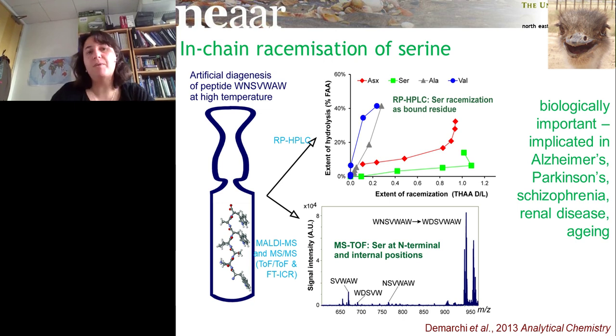Now, this is biologically very important. High levels of serine DL have been implicated in particularly degenerative diseases like Alzheimer's and Parkinson's and renal disease. And so one of the things we're doing is expanding this work to try and understand whether the racemization is a product of what we're seeing, or potentially if it's a cause. And either way, can we use this as a mechanism to track the mechanisms and the progress of disease?